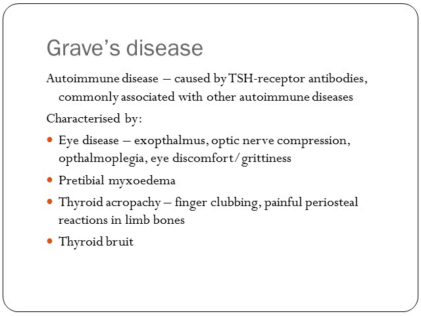And so Graves' disease is caused by thyroid stimulating hormone receptor antibodies. And again, as we said earlier with diabetes, it's commonly associated with other autoimmune diseases. So the four things that characterise Graves' disease are the eye disease, pretibial myxedema, which I don't really know what it is, but it's changes on the tibia, thyroid acropathy, which is a rare cause of finger clubbing and a painful periosteal reaction in your limb bones, and a thyroid bruit.